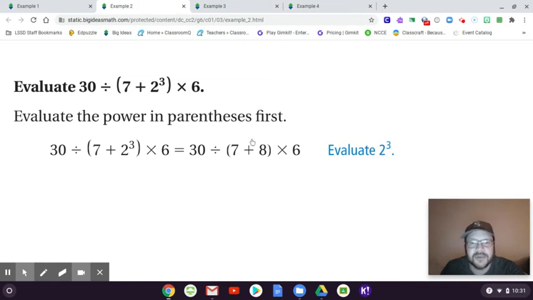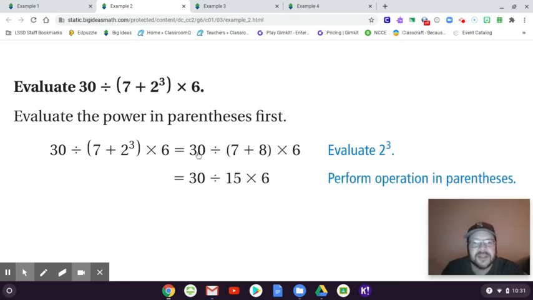Correct. We still have parentheses, so we still have to do the parentheses, which is 7 plus 8. So in this case, we are adding before dividing and multiplying because the addition is in parentheses. And parentheses is the first thing we must take care of in order of operation. So this now becomes 30 divided by 15 times 6. We no longer need the parentheses. We have done the parentheses.